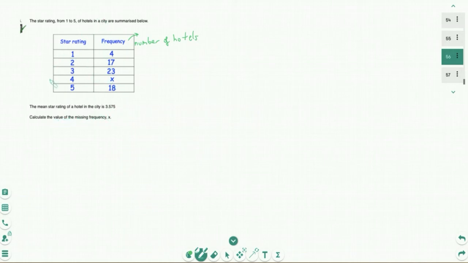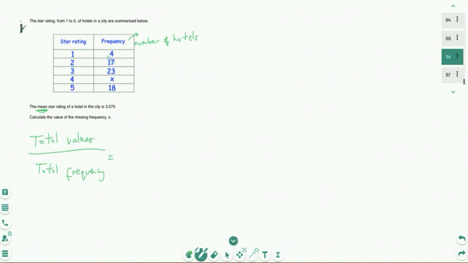So what I do is I think, I'm given the mean. So I think to myself, all right, if I'm given the mean, why don't we create a calculation for the mean? So how do we find the mean? Well, step 1, we have to find the total values, okay? And we have to divide that by the total frequency. So that's how you find the mean of any group data.